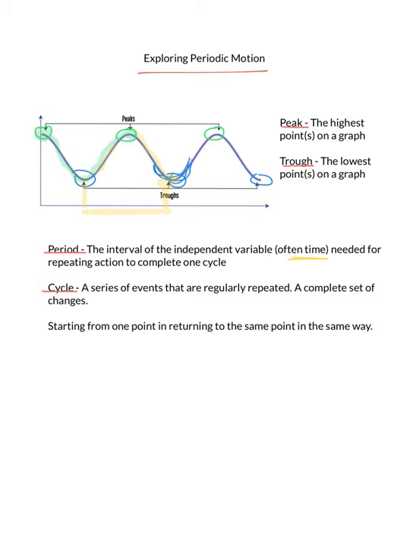And the last definition that we're going to be talking about is a cycle. So a cycle is very similar to a period, basically the exact same. So the cycle is a series of events that are regularly repeated, a complete set of changes. Now we're going to be going through some examples and you'll see the major difference between period and cycle in the next couple of slides.